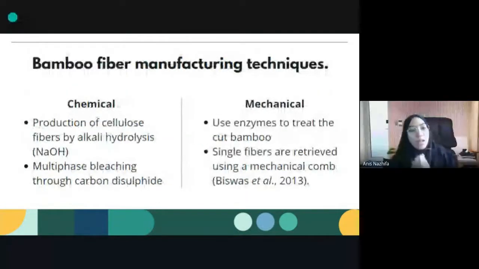In my opinion, the best way to extract bamboo fiber is by using mechanical techniques. Although the technique is less cost-effective than the chemical approach, it is more environmentally friendly. And as the main reason we use bamboo fiber reinforced composite is for its renewability and sustainability, it would be better to choose the method to extract it that is more environmentally friendly.